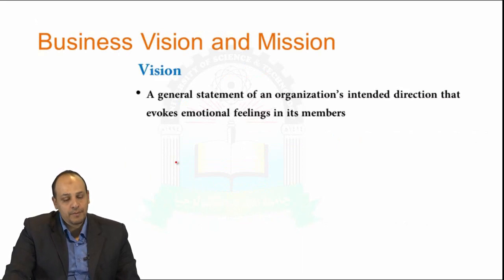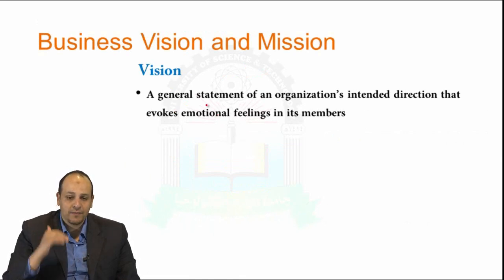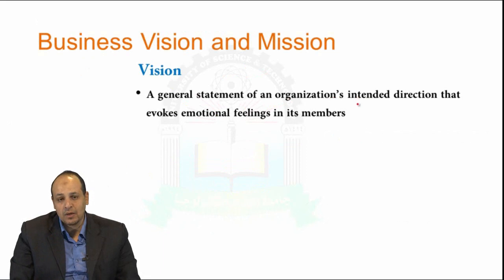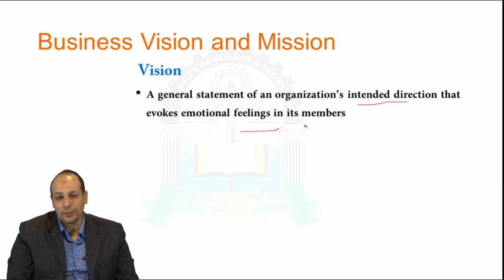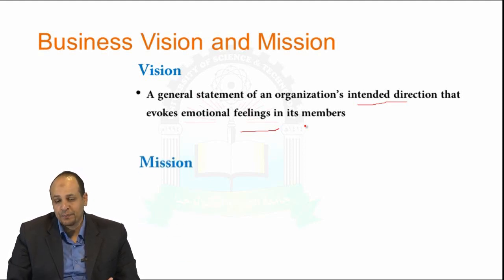As you studied before in many subjects, vision is how the organization sees itself in 5 years, for example. So the company visualizes itself according to the plan in a given way. We can define it as a general statement of an organization's intended direction that evokes emotional feelings in its members, which means that this kind of vision is given to employees all along the departments of the organization to elicit the kind of behavior needed by the company to achieve its objectives.